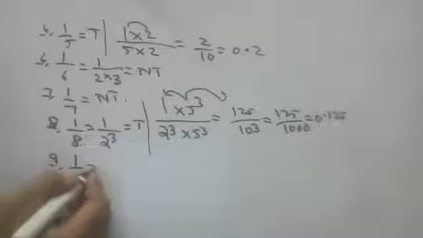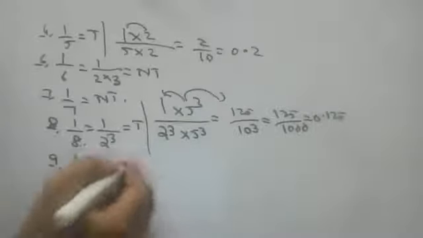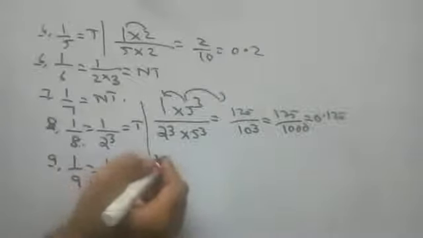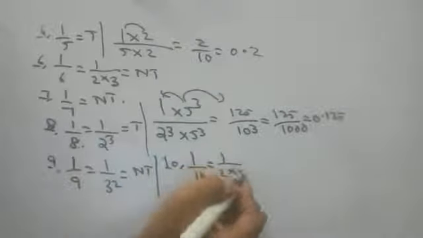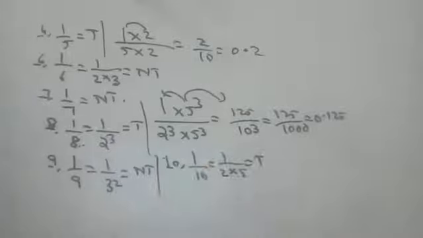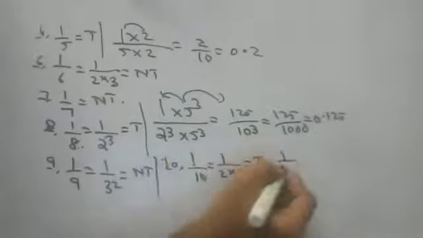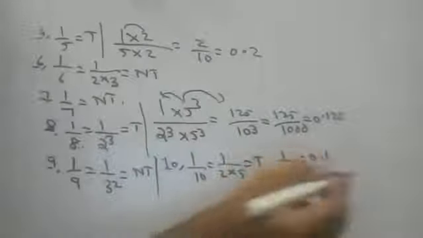1 by 9 is 1 by 3 square. Prime factorization, non-terminating, waste of even discussion. 1 by 10. Prime factorization is 2 and 5, which is terminating, because 2 is there, 5 is there. So 1 by 2, 5s are 10, 0.1.